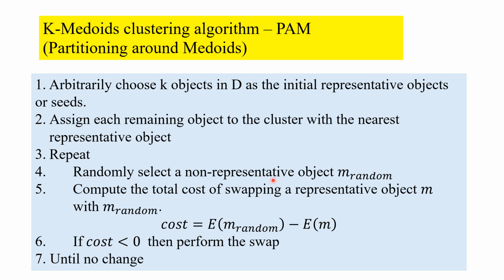Select a non-representative object m random, compute the cost of swapping an existing representative object m with m random, and if this cost, the new cost minus the old cost, is reduced, you perform the swap, and this iteration continues until there is no more change.